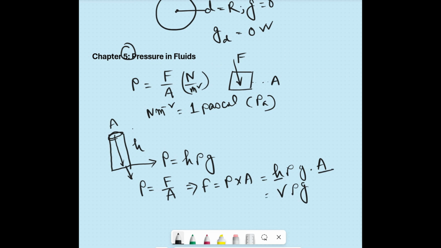And what is rho? Rho is the density of a liquid or a fluid, so it will be the mass of the liquid divided by the volume, right? So if volume is increased, the density will be decreased, and if it is decreased it will increase, right?